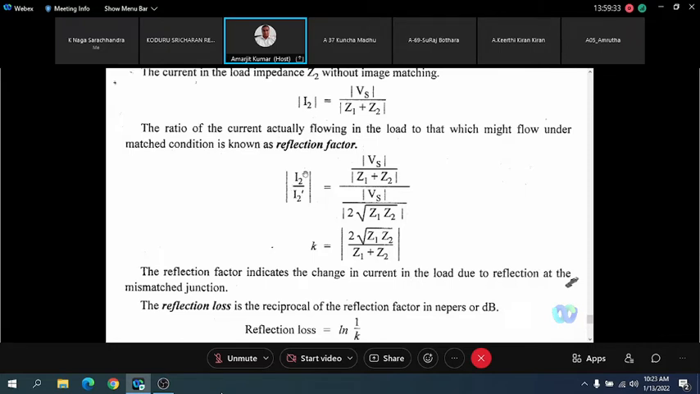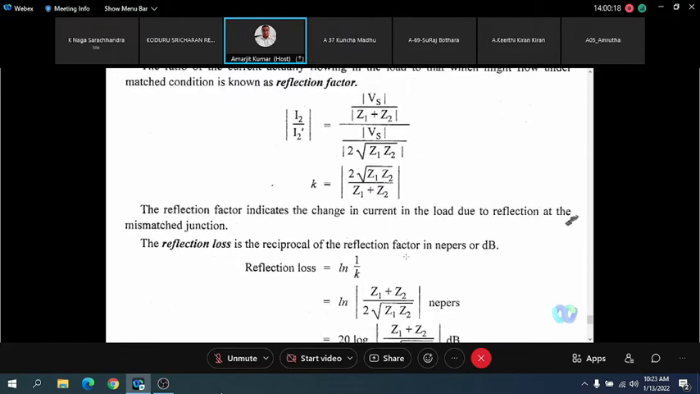So the reflection factor is the ratio of the current in the unmatched condition to the matched condition, the ratio of the load current I2 upon I2 dash. That will be equal to, in the unmatched case, Vs upon Z1 plus Z2, and in the matched case, modulus of Vs, and we are doing matching by the use of transformer and phase shifter. So divide by 2 root Z1 Z2. So the amplitude of the current ratio, which is the reflection factor, is K equal to 2 root Z1 Z2 divided by Z1 plus Z2. That is known as the reflection factor.